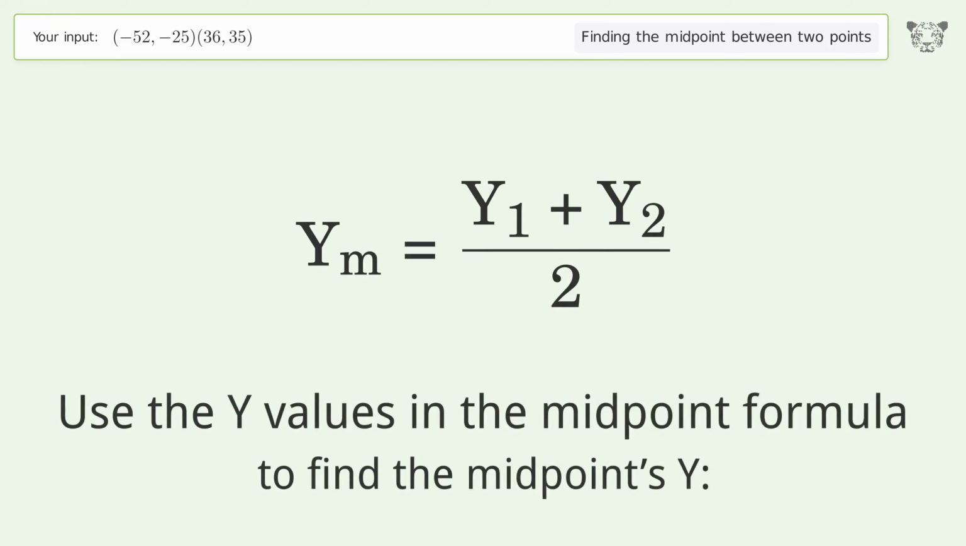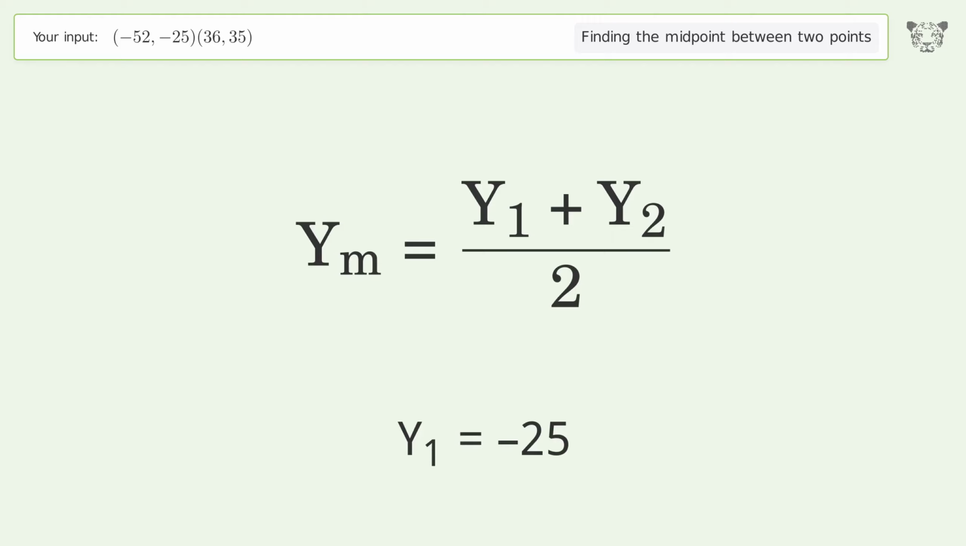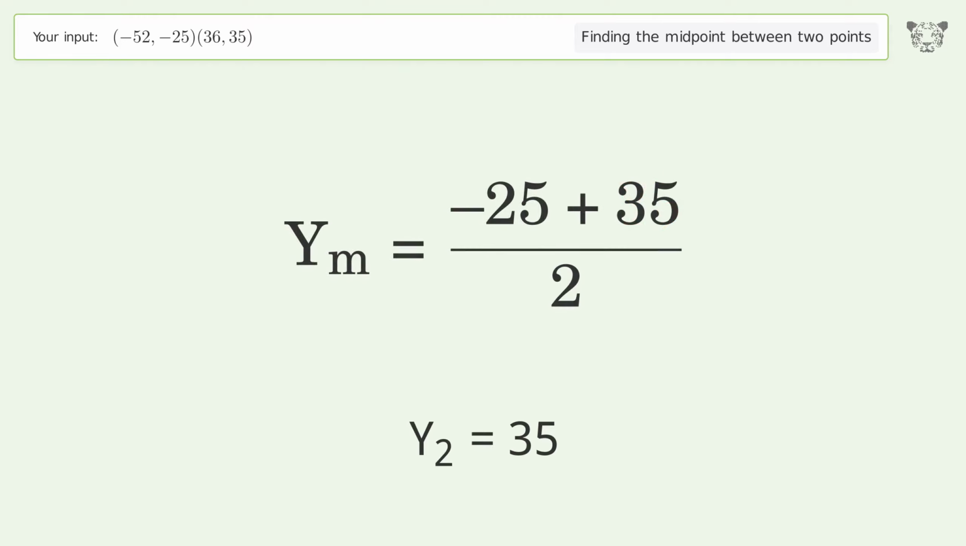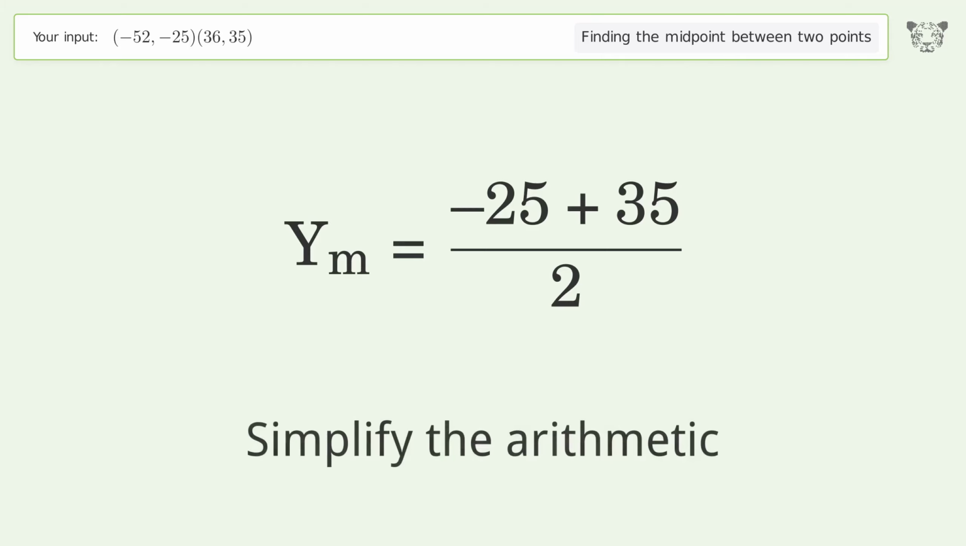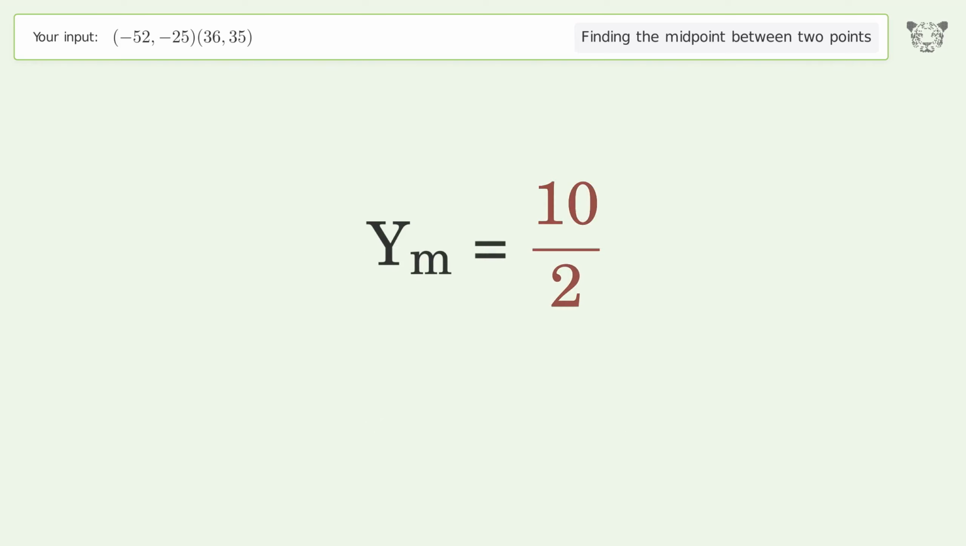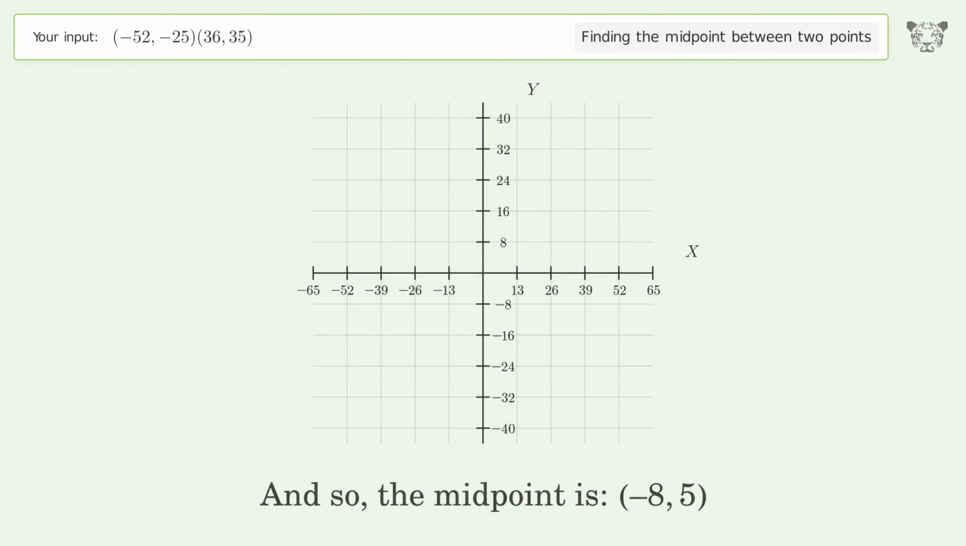Use the y values in the midpoint formula to find the midpoints y. y1 equals -25. y2 equals 35. Simplify the arithmetic. And so, the midpoint is -8,5.